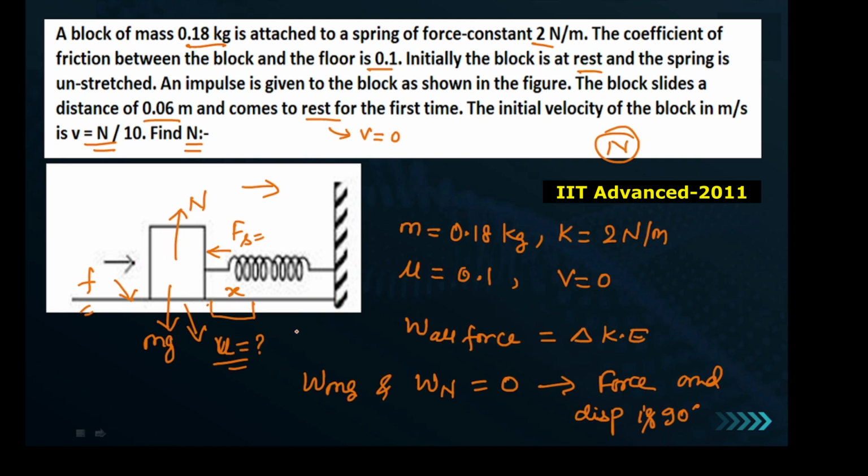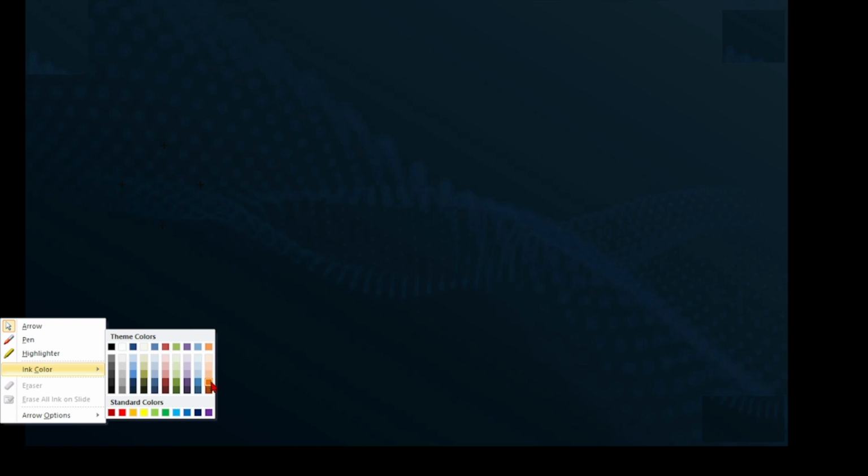So we can write the equation for the work done by the friction force. Work done by friction force is equal to force due to friction, that is mu mg, mu into N, and N is equal to mg, because N equals mg we can write it directly, and displacement of block, that is x.